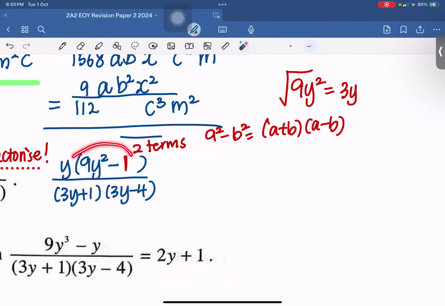This one is two terms, so we must think of the pattern: A squared minus B squared is (A plus B)(A minus B). So I need to think what number times what number gives you 9y squared. I do the square root to give you the answer.